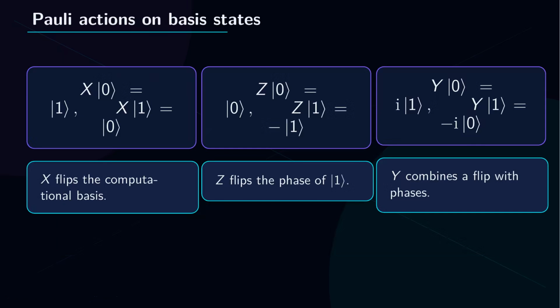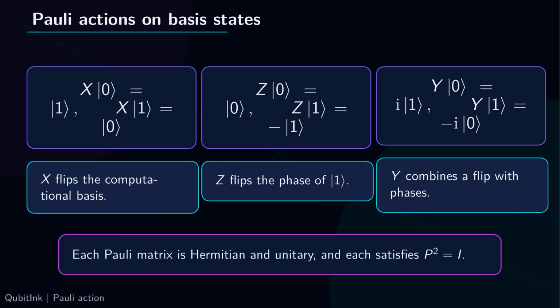Their action on the computational basis is simple. X exchanges ket 0 and ket 1. Z changes the phase of ket 1. Y combines a basis flip with complex phases. Each Pauli matrix is both Hermitian and unitary, and squaring any Pauli operator gives the identity.